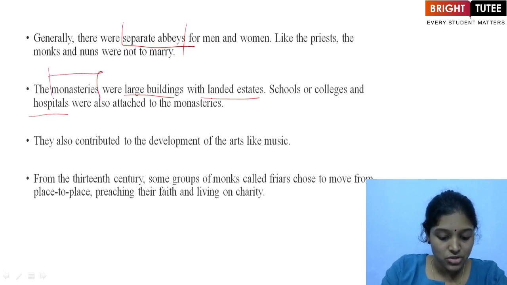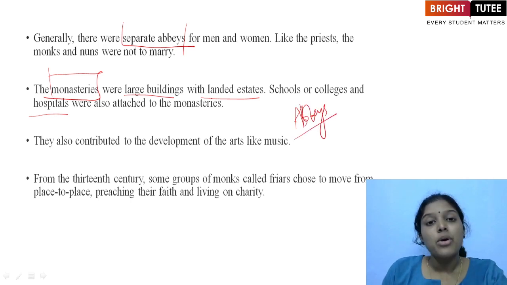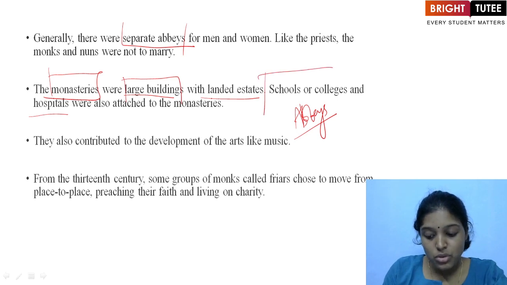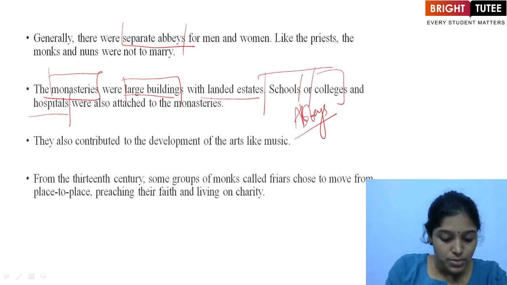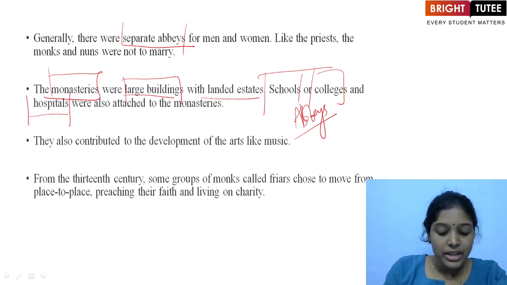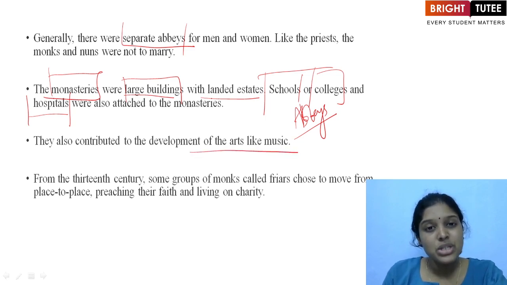So another important structure like abbeys we saw is the place where monks lived. And then there were monasteries, which included large buildings, and then it also had in its compound schools and colleges and hospitals. And these were the place where the clergy or the normal priests lived. And they also contributed to the development of arts like music. So in the monasteries, people were trained in cultures or in arts like music.